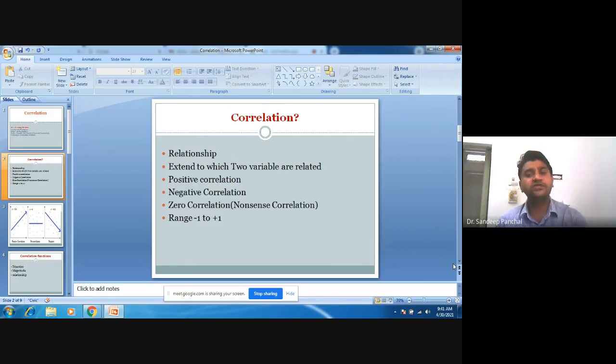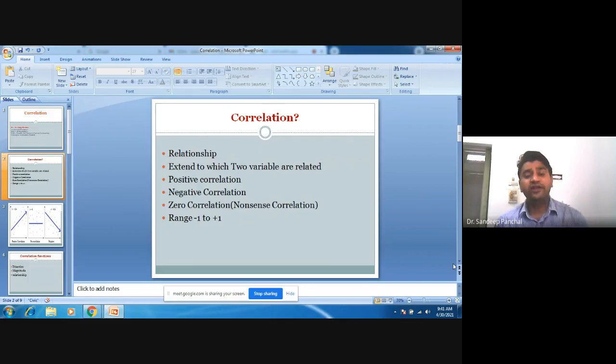So what is the meaning of positive correlation? If the two variables have the relationship in the same direction, if one variable is increasing, the second will also definitely increase. So the positive relationship means the two variables increase in the same direction. If the variable anxiety increases, then stress is also increasing. So this is the positive correlation.